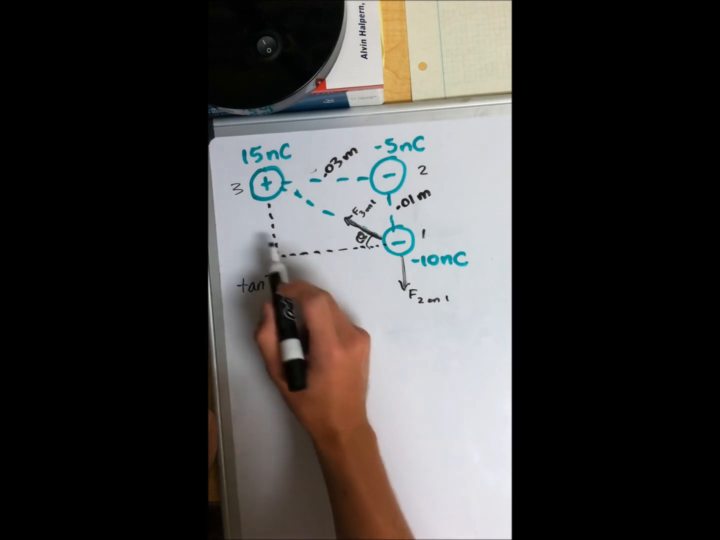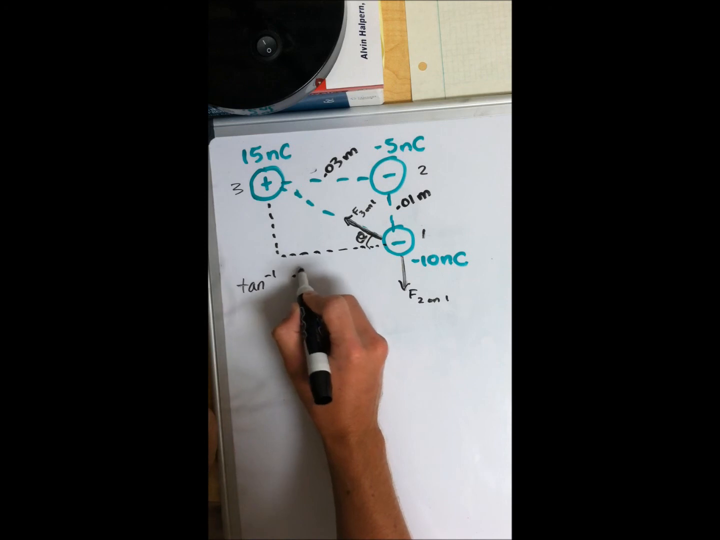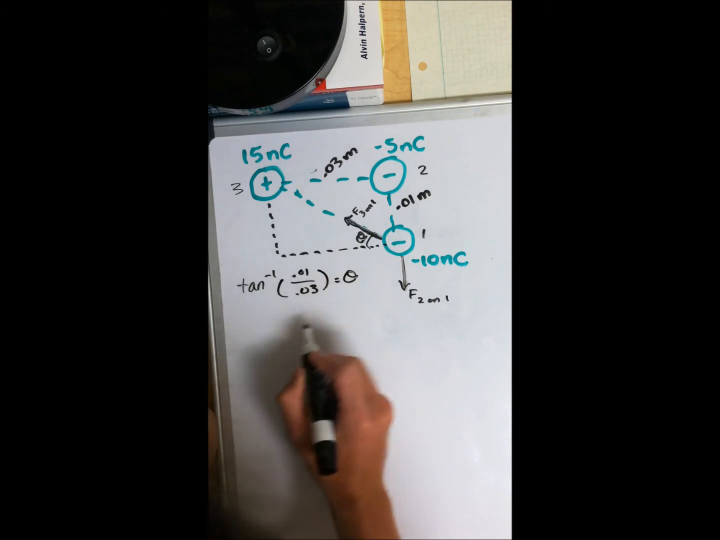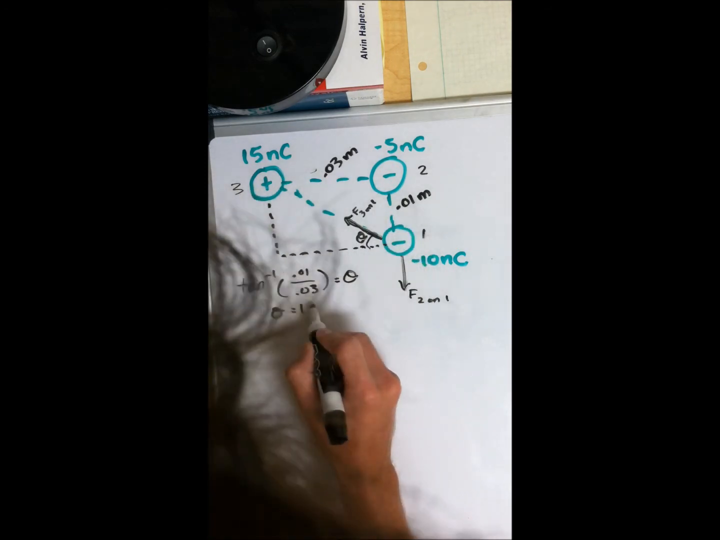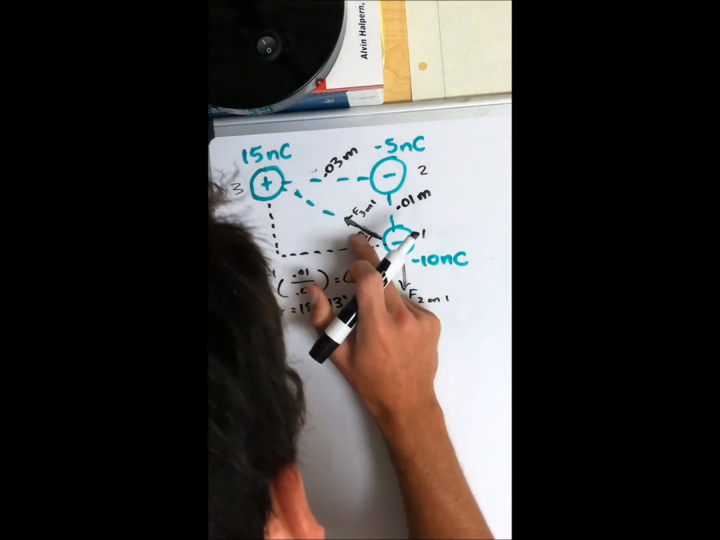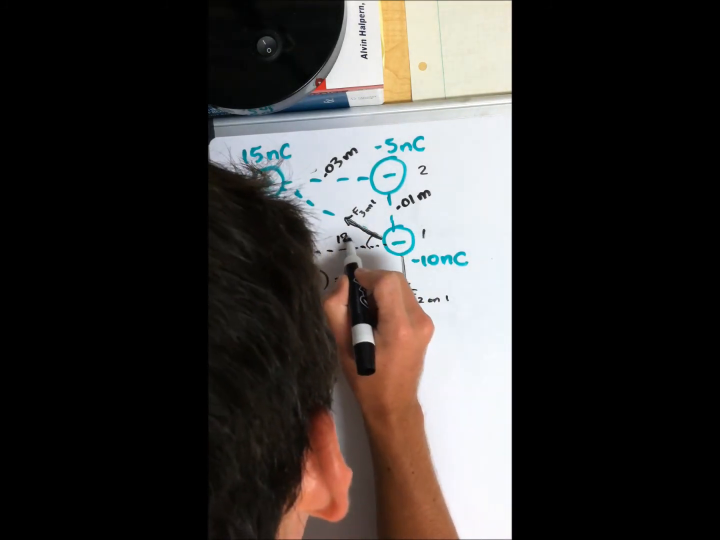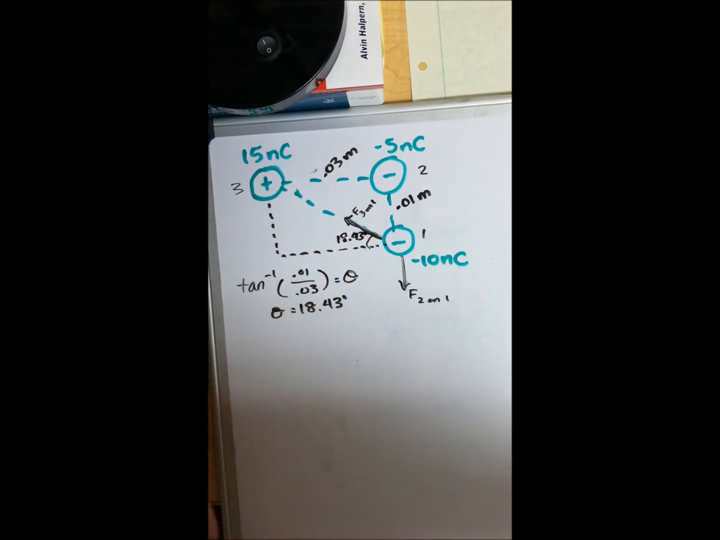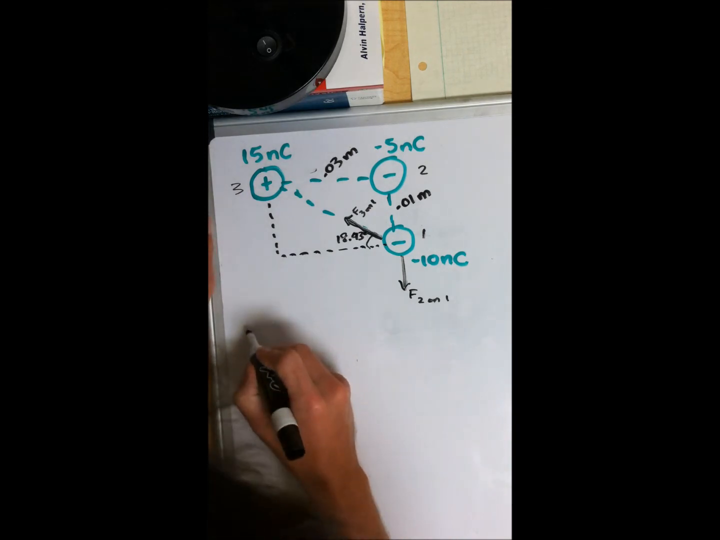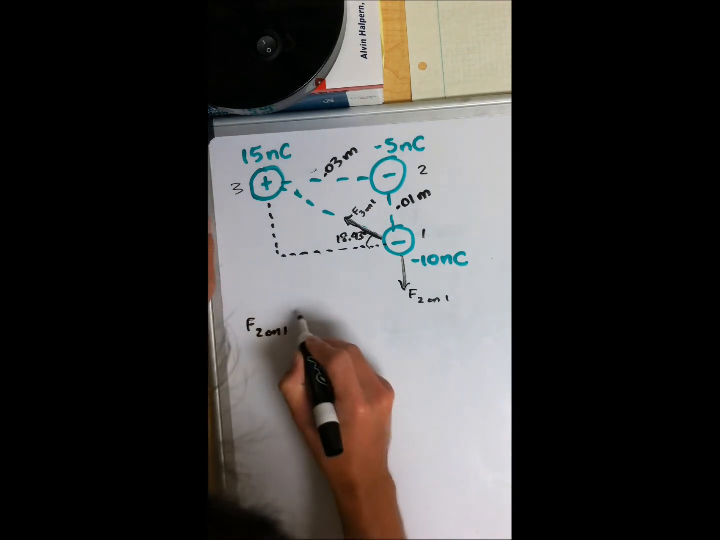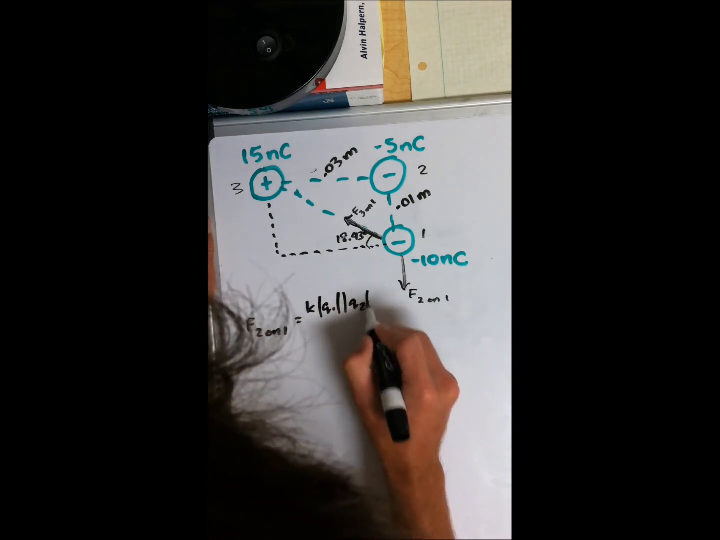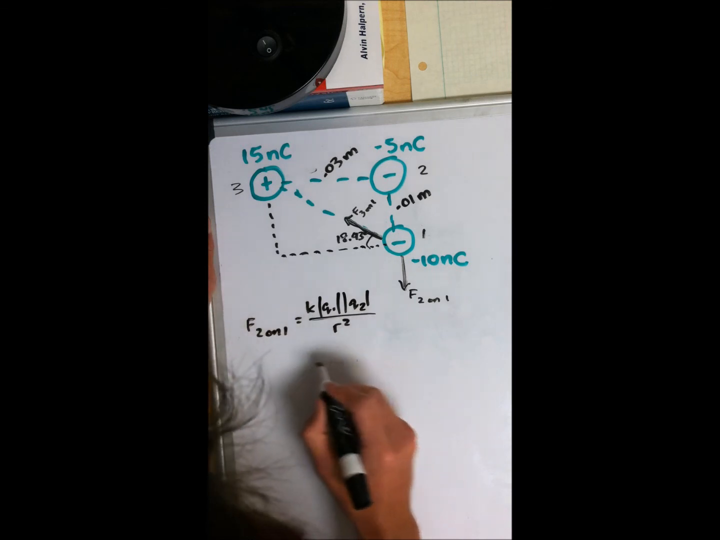So we have tangent inverse of opposite 0.01 over adjacent 0.03. And that'll give us a theta, and theta in this case is going to be 18.43 degrees. So now that we know theta is 18.43 degrees, let's start with the easier of the two forces. We'll do F of 2 on 1, and using Coulomb's law, we're going to have K, absolute value of Q1, absolute value of Q2, all over a radius squared.